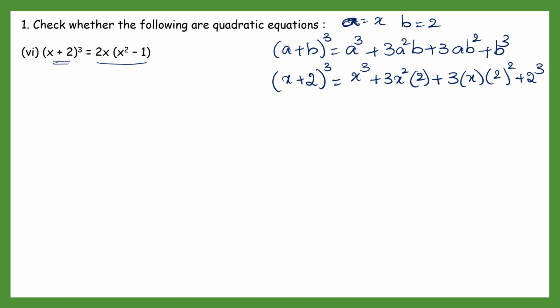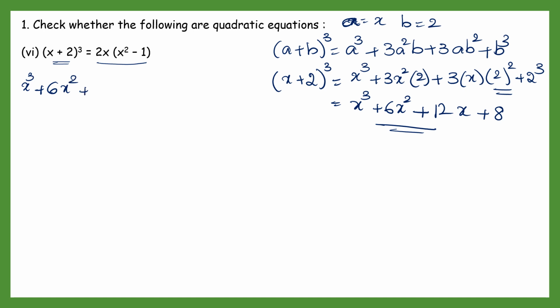That means 2 cube. So x cube, 3 2s are 6, 6x square, plus here 2 square is 4, 4 into 3 is 12, 12x, plus 2 cube, 2 2s are 4, 4 2s are 8. So x plus 2 whole cube, we got this. Let's substitute here. X cube plus 6x square plus 12x plus 8 is equal to 2x into x square, you get 2x cube, plus into minus is minus, 2x into 1 is 2x.